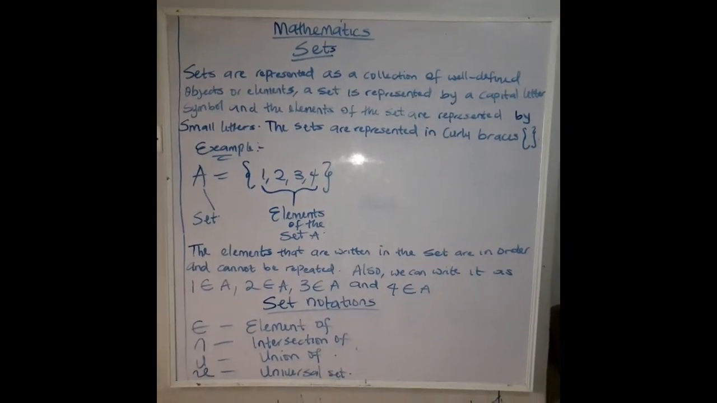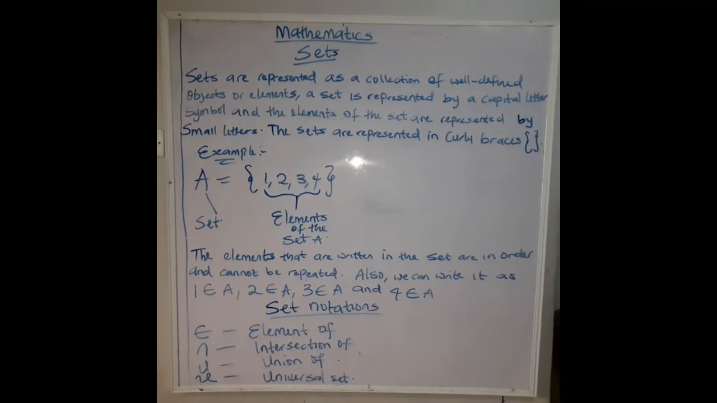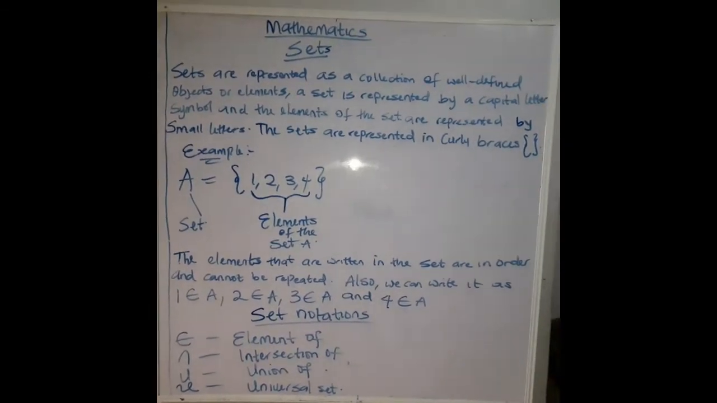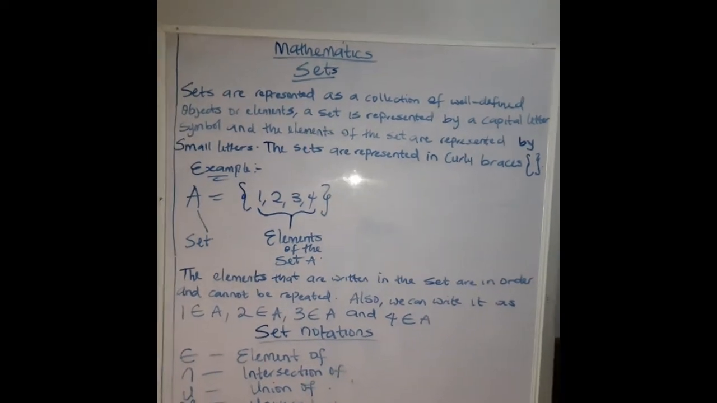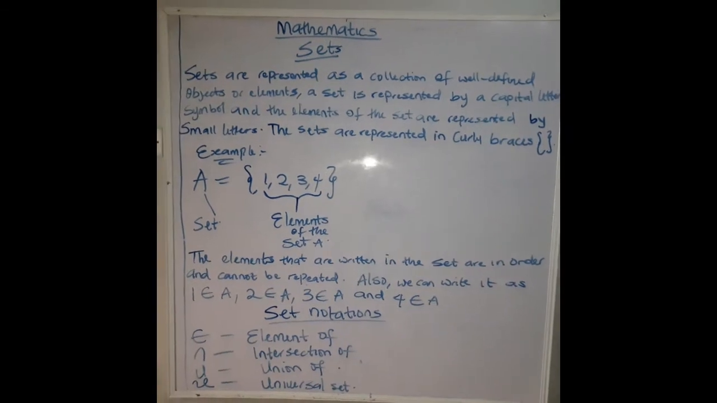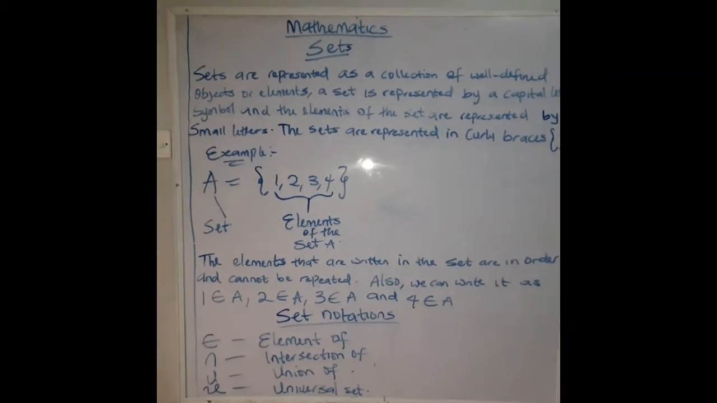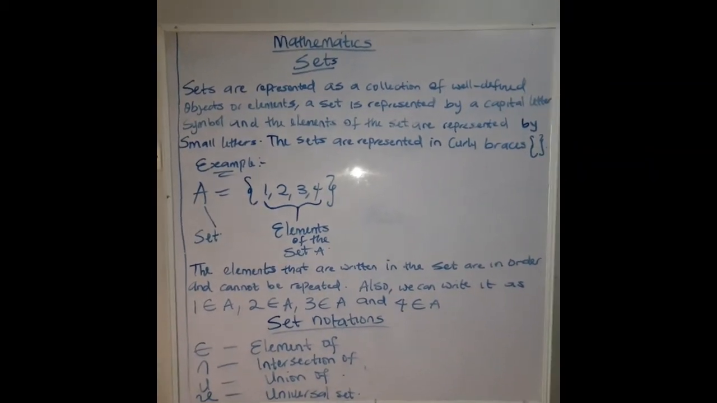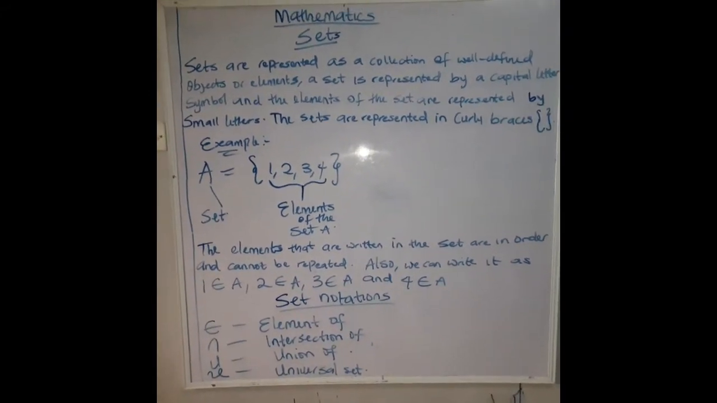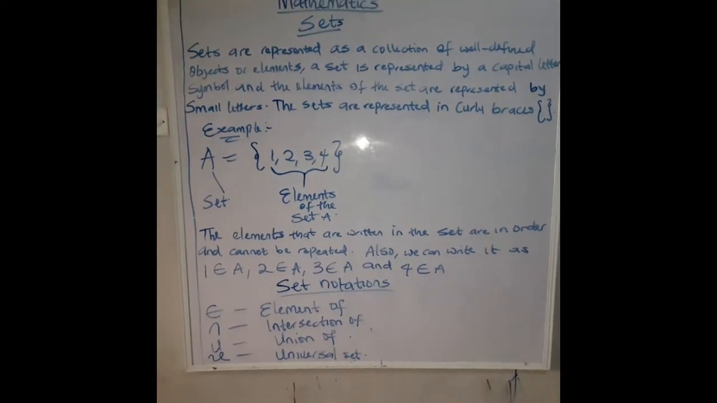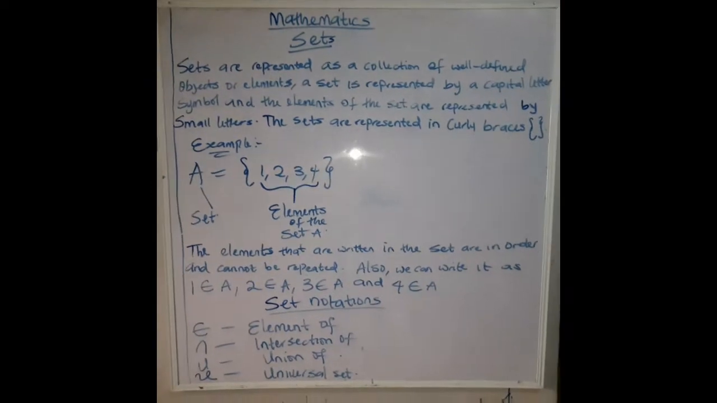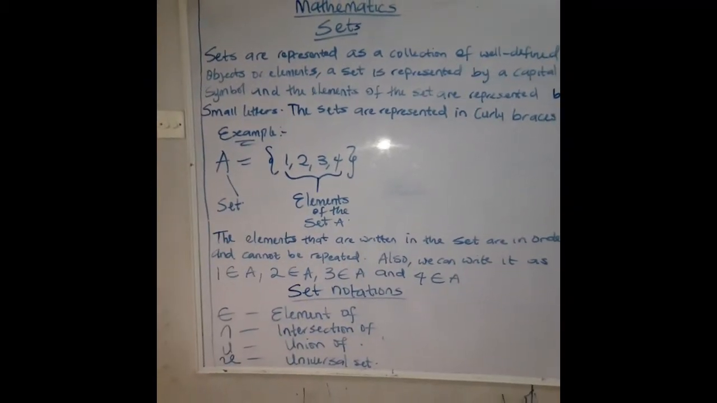Hi class, so today we'll be talking about sets. What do you understand by sets? Sets are represented as a collection of well-defined objects or elements. A set is represented by a capital letter, while the elements of the set are represented by small letters. The sets are represented in curly brackets or curly braces. So how am I trying to explain here? We said sets are well-defined objects or elements.